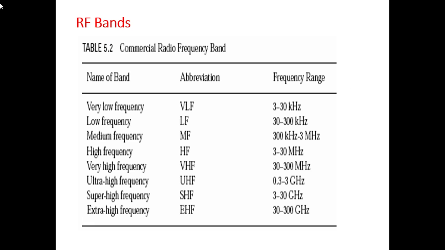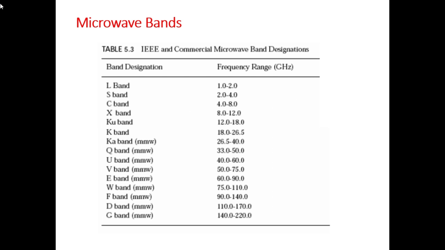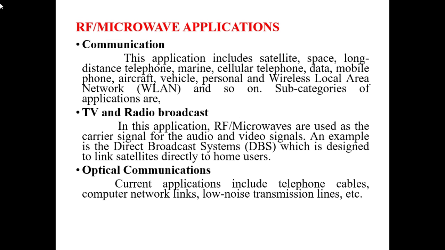And when we come to the table, this table will tell you the commercial radio frequency bands, which can be found in books and on any website. This is one table which gives you the range of frequencies starting from very low to extremely high frequency. Similarly, there is another table designated by IEEE for commercial microwave band designations. It starts from L band to G band, with a frequency range from 1 to 220 gigahertz.